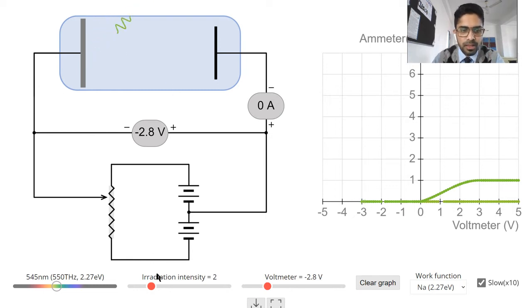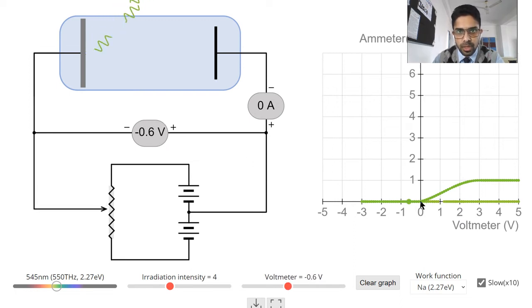Now let's do one thing. Here you can see the irradiation intensity, which is basically the intensity of light falling on it. Let me double this value. I am taking the intensity now 4. Okay, let's see how the current is going to change in this case. So as you can see, the voltmeter value is increasing.